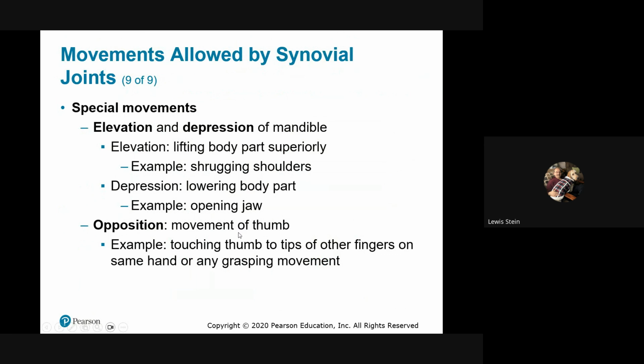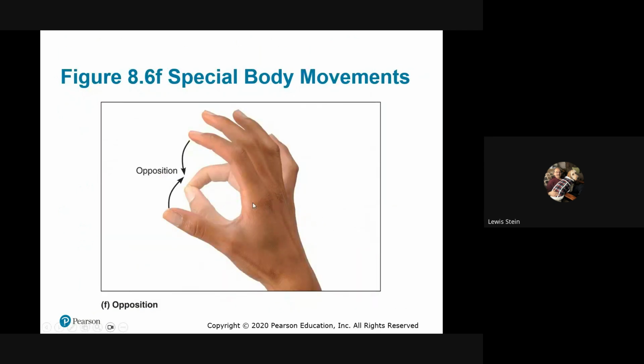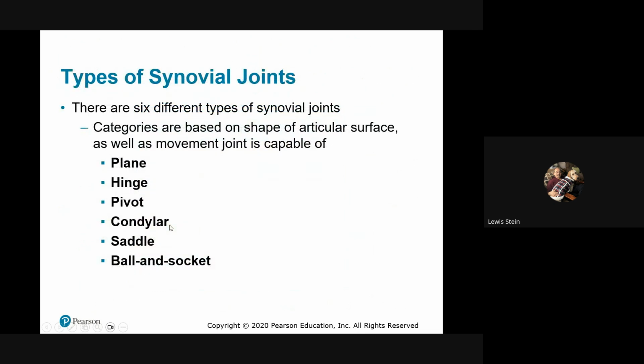And there's unusual movements like opposition of the limb, and that has to do with the construction of the joint. So elevating and depressing, there's the opposition, basically being able to do that. And they have all of these different motions that you can review. So here would be the answer key.